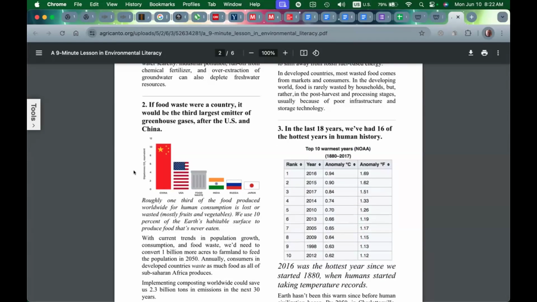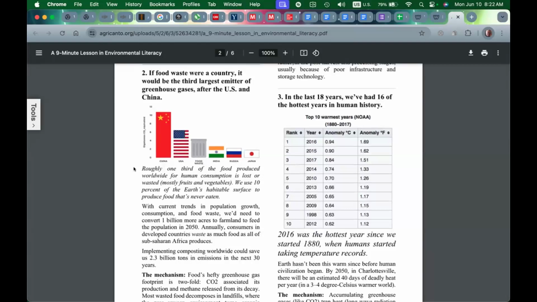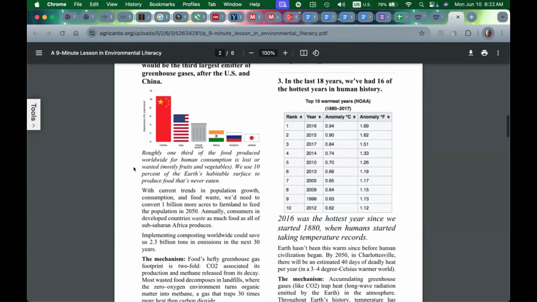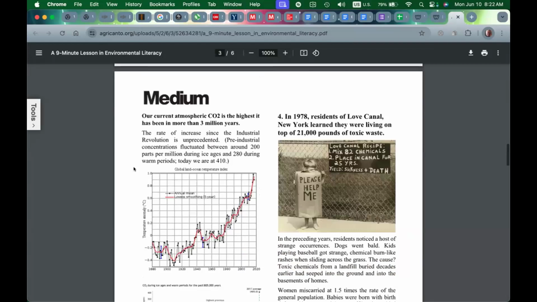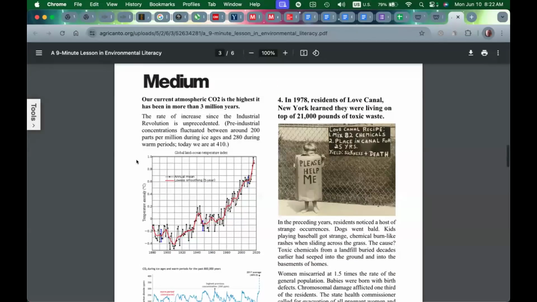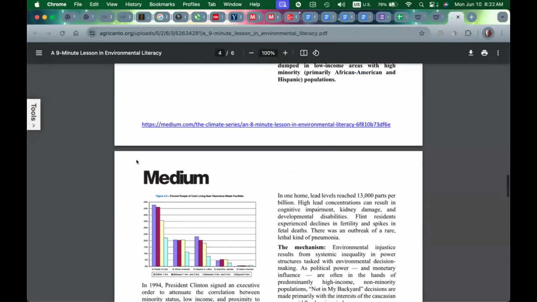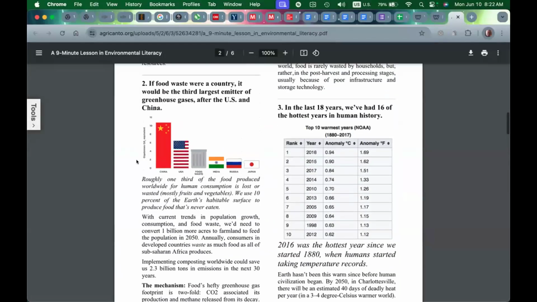Food waste. The hottest years, and this is 2018. Since 2018, we've had hotter and hotter years. So now 2023 is the record-holding year, and the records that you see here are in fact now out of date. What else? Love Canal. What happened? Number 3 was the hottest years.